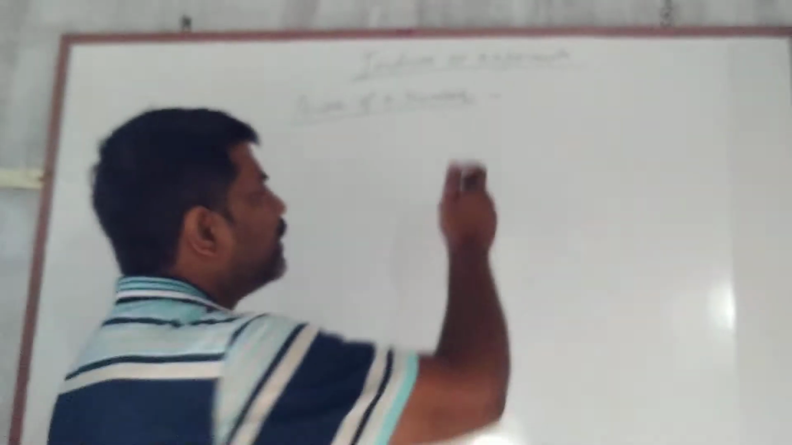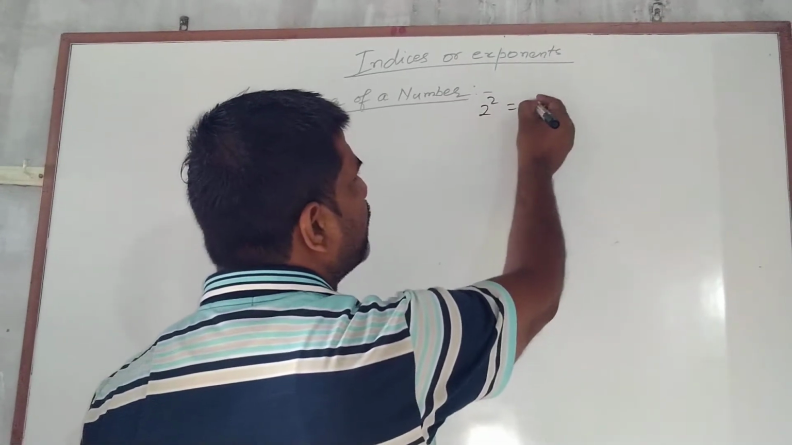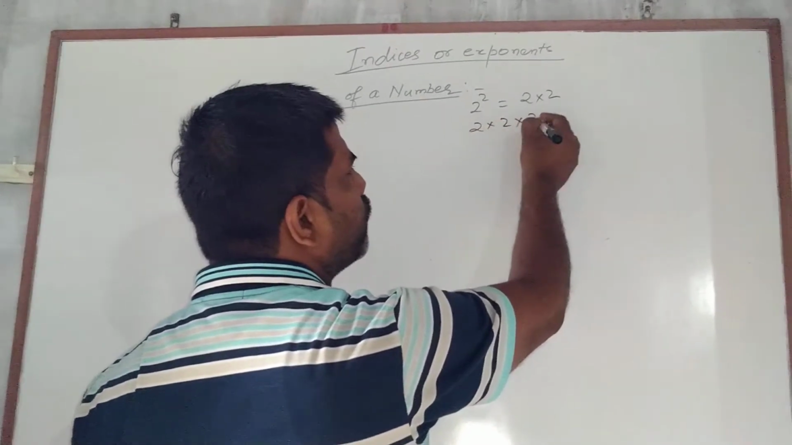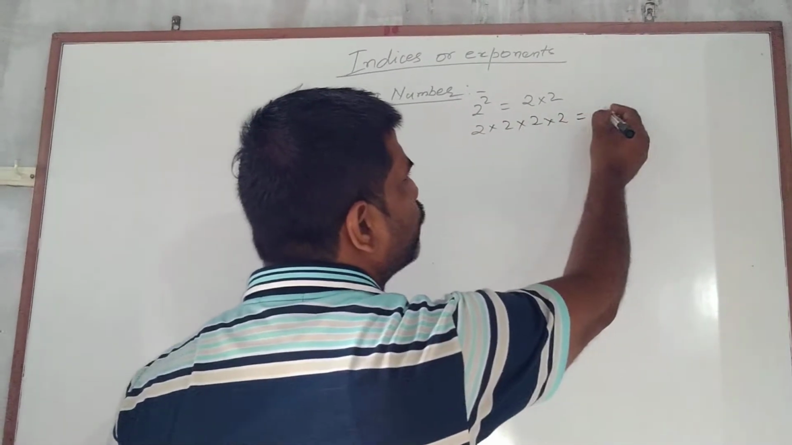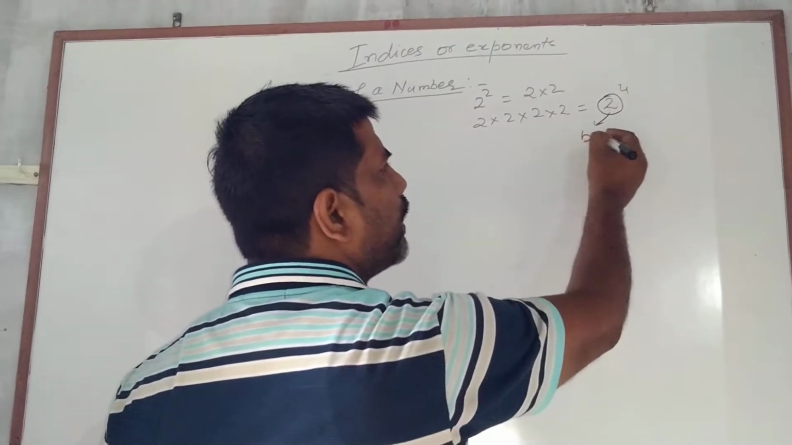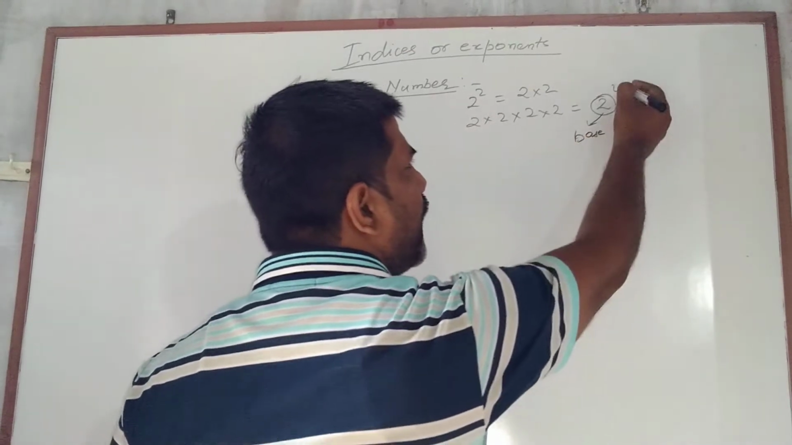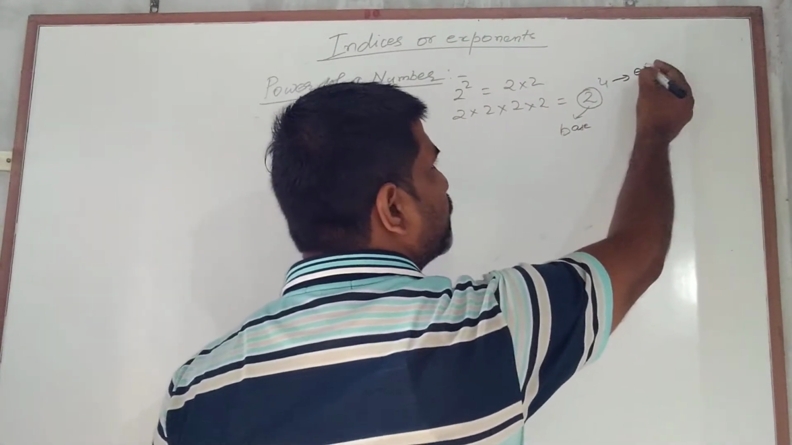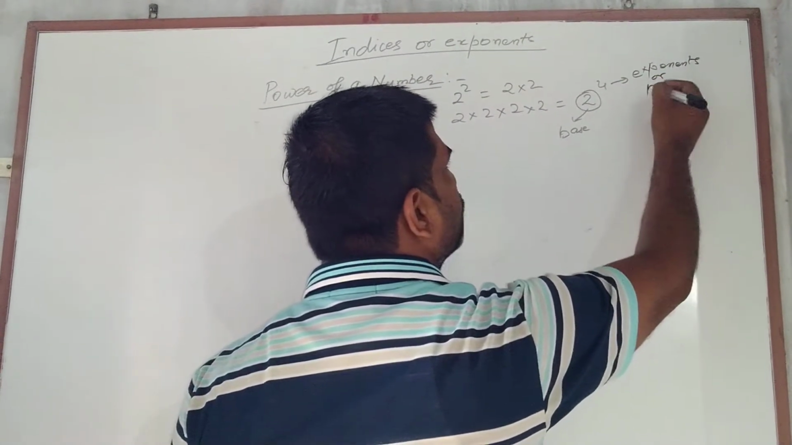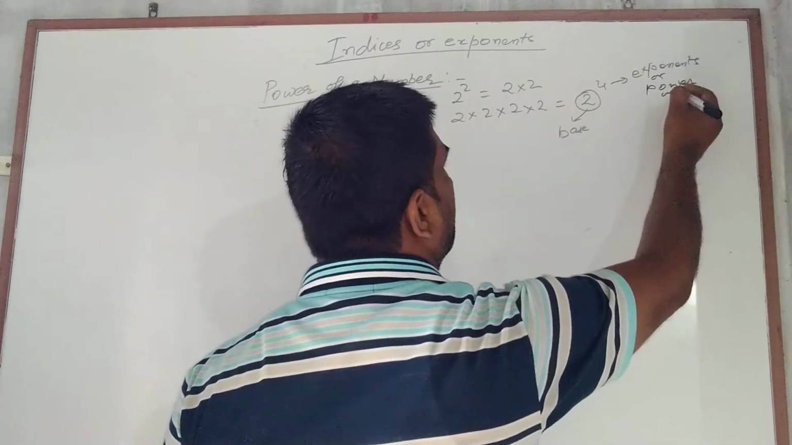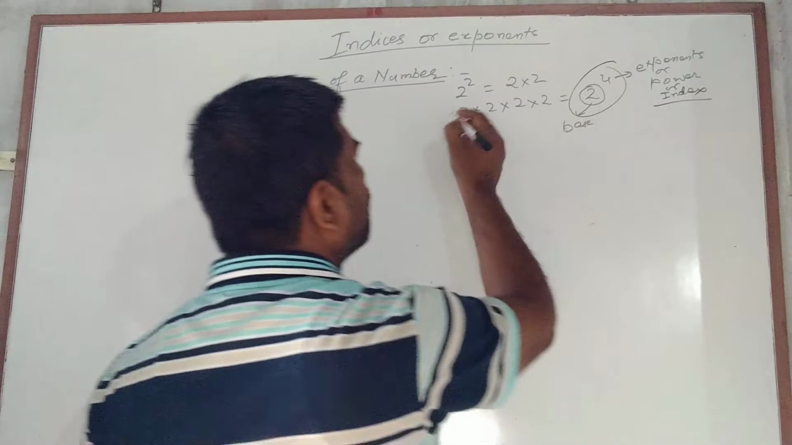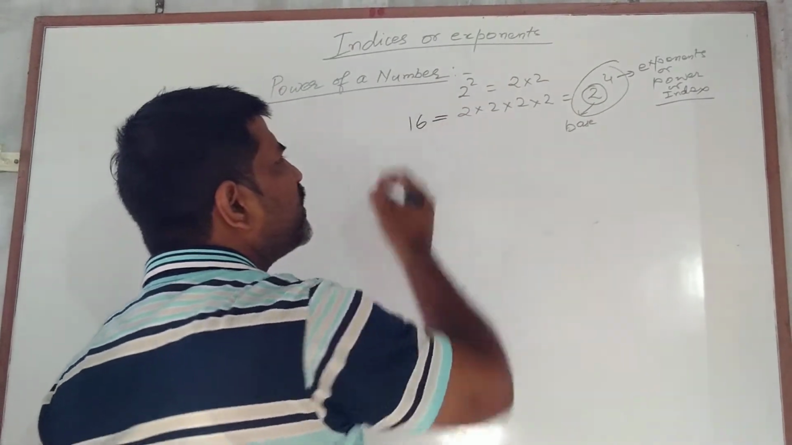You might have studied 2 square. 2 square means we write 2 into 2. Similarly, if we write 2 into 2 into 2 into 2, 4 times, then we write 2 to the power 4. What is this 2 called? This 2 is called the base, and this 4 is called the exponent, or power, or index. And this is the exponential representation of the number 16.